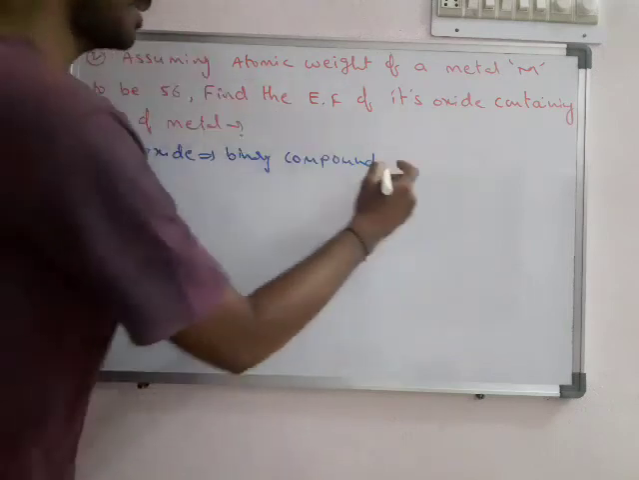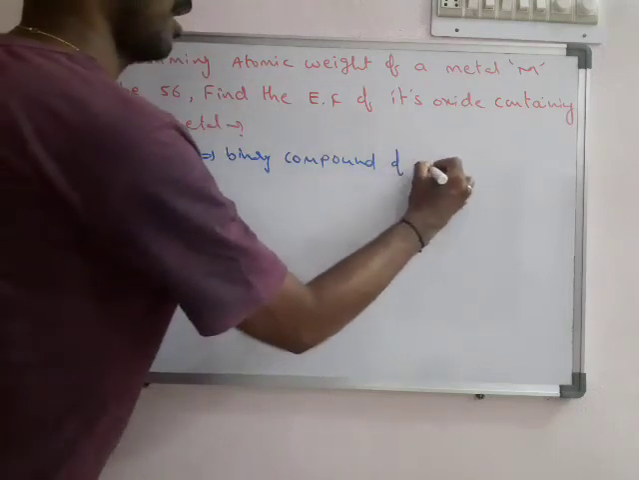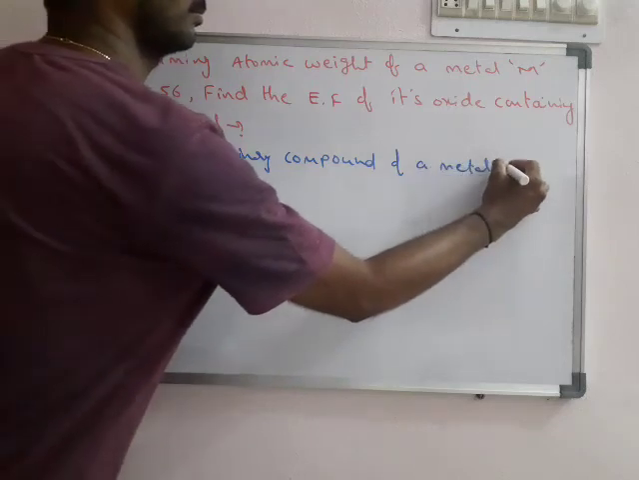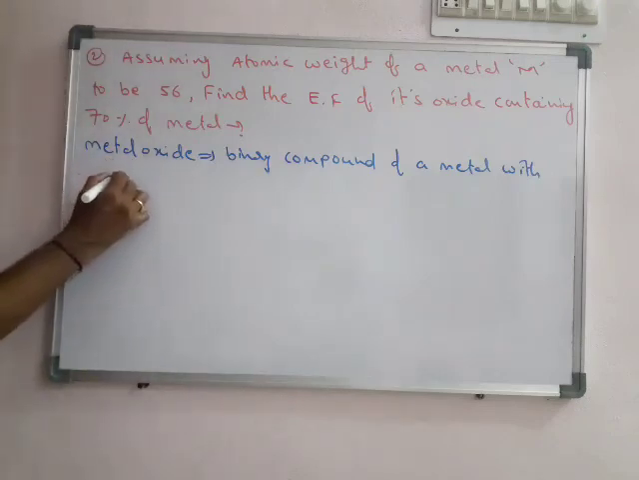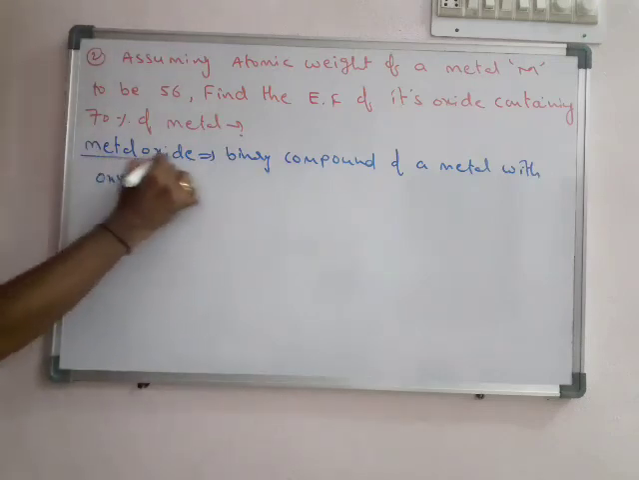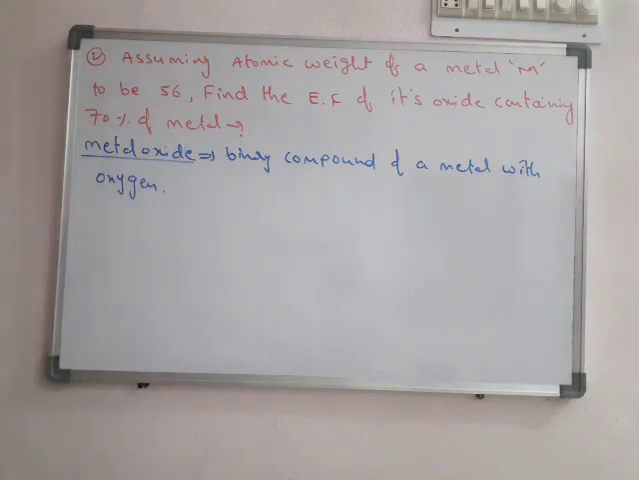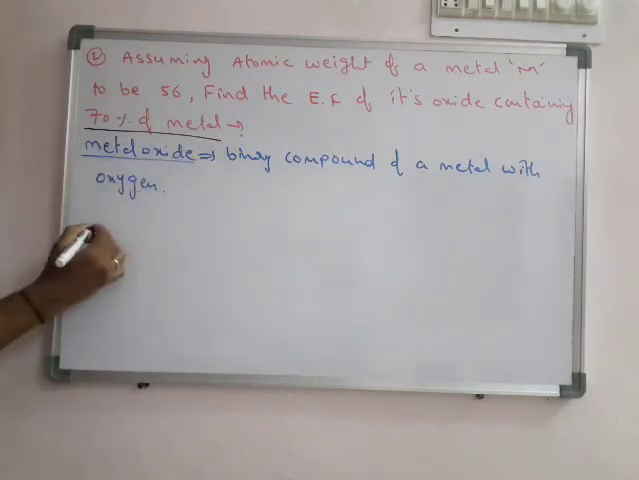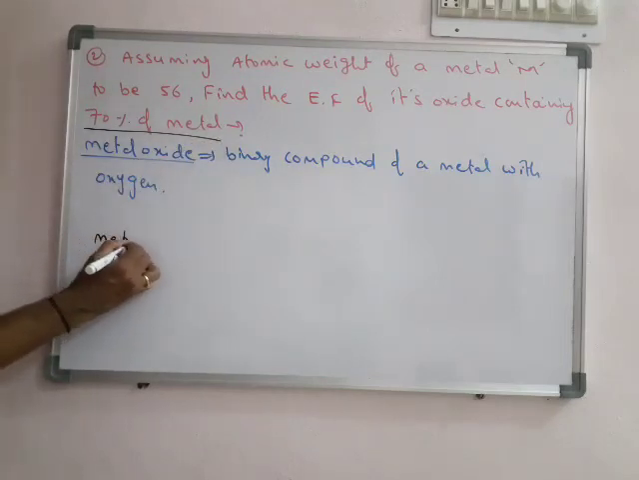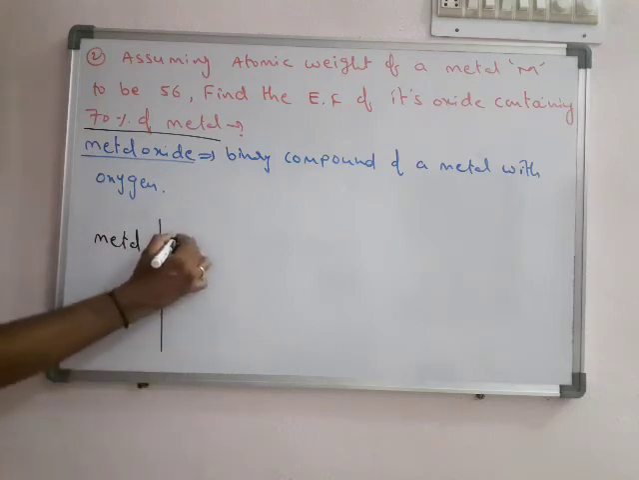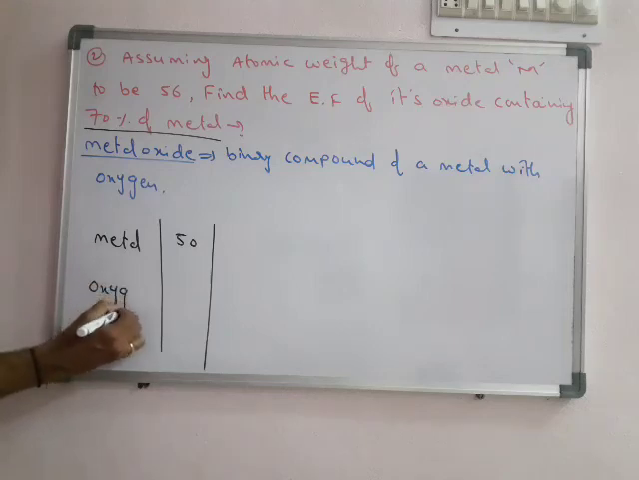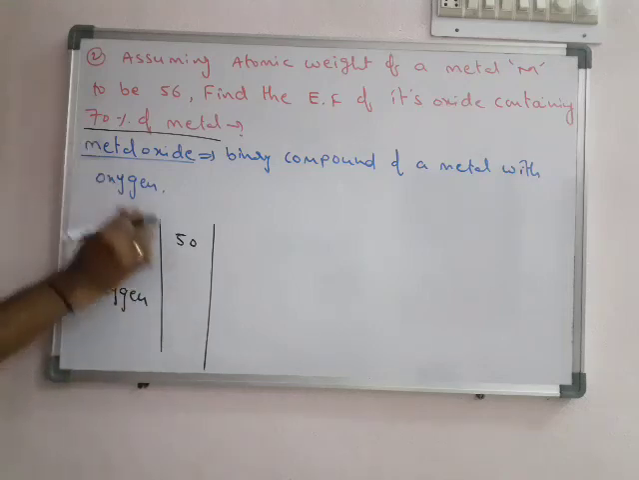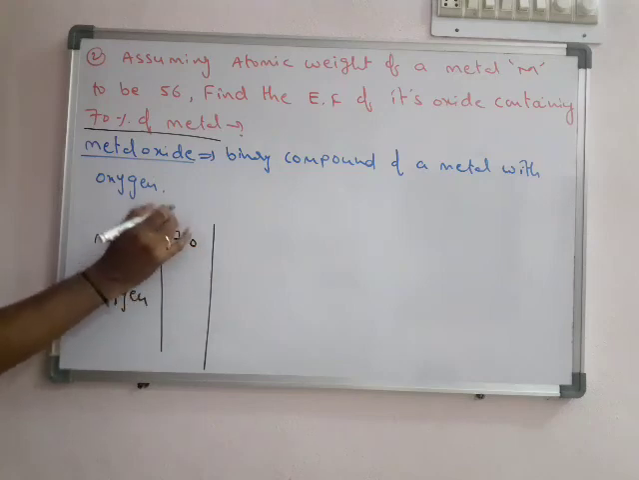Metal oxide is a binary compound of a metal with oxygen. So what is the metal percentage given? 70%. We don't know what the metal is, but what is the percentage of metal? 70% of metal only.